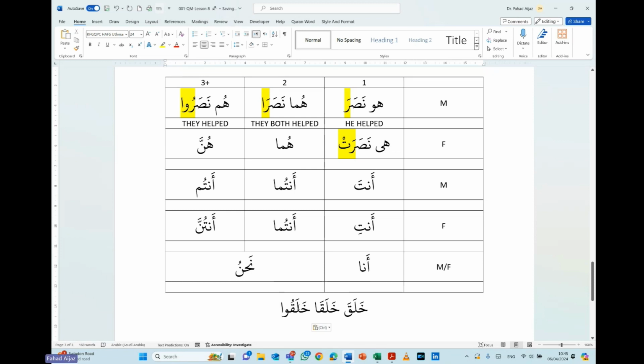Nasarat, hiya nasarat. Huwa nasara, huma nasara, hum nasaru, hiya nasarat. Huwa khalaqa, huma khalaqa, hum khalaqu, hiya... Anyone wants to give it a shot? I want your help. Khalaqat. Very good. Khalaqat. Very nice, mashallah. Khalaqat would mean she created. Nasarat would mean she helped.